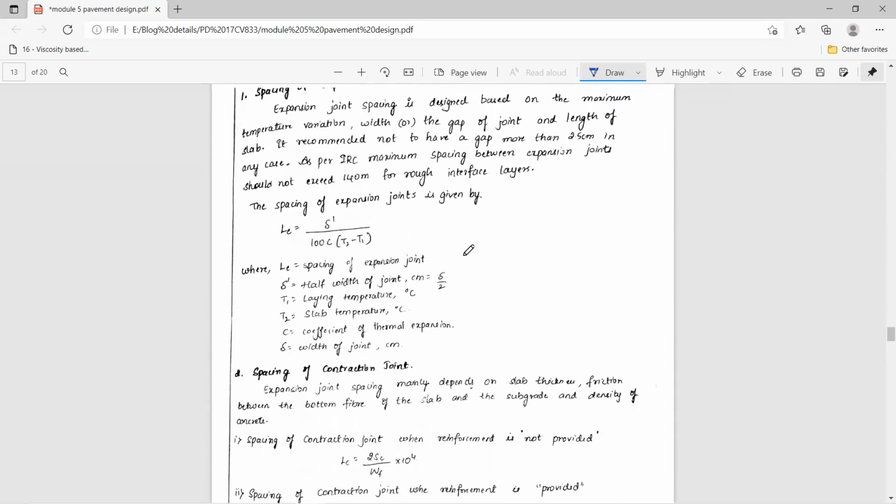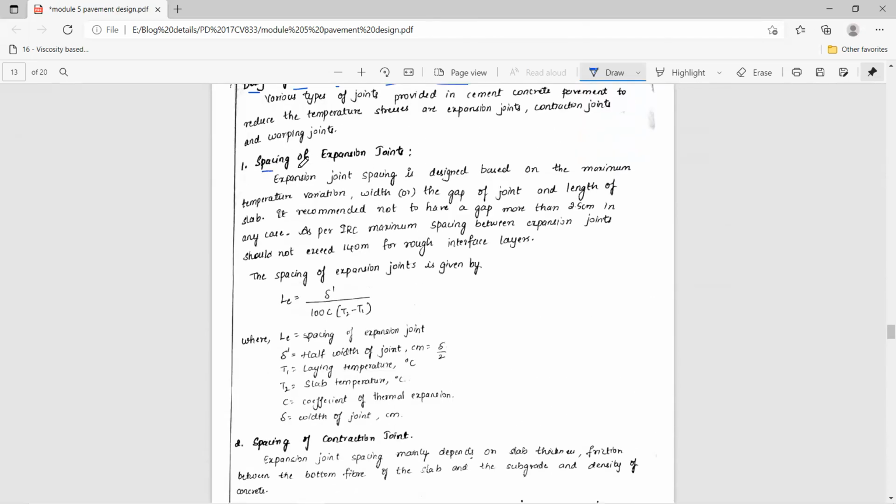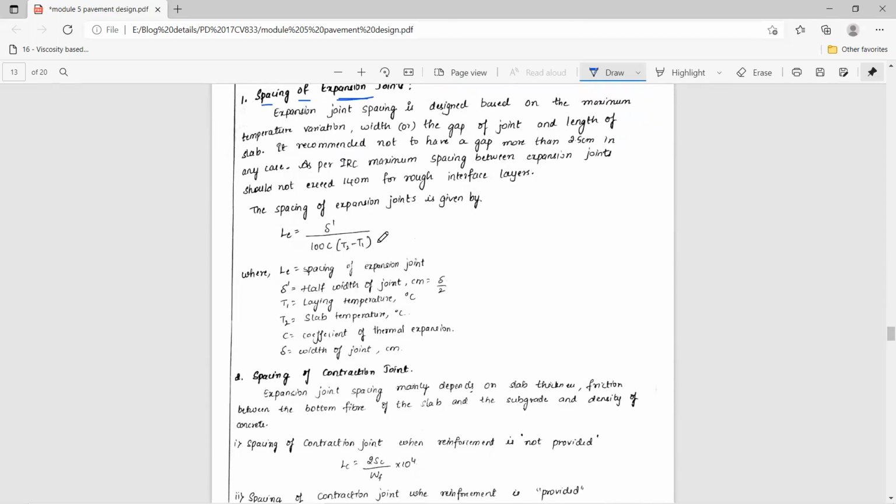Now, in the next part, we are going to study design of joints in cement concrete pavement. Here we have two formulas. First one is for spacing of expansion joints. The formula is L_c = δ' / (100 C (T2 − T1)), where L_c stands for spacing of expansion joint, δ' is equal to half width of the joint, in terms of centimeter. T1 is laying temperature, T2 is slab temperature, C is coefficient of thermal expansion, and δ is width of the joint.